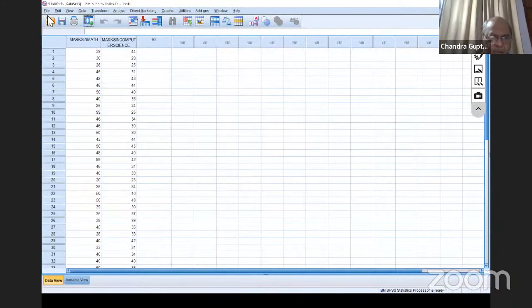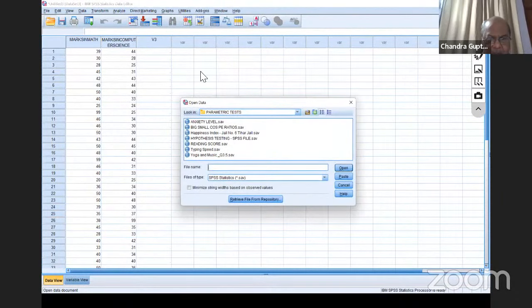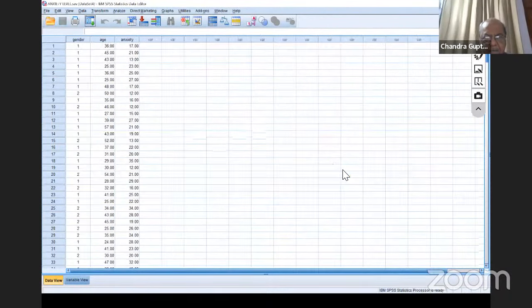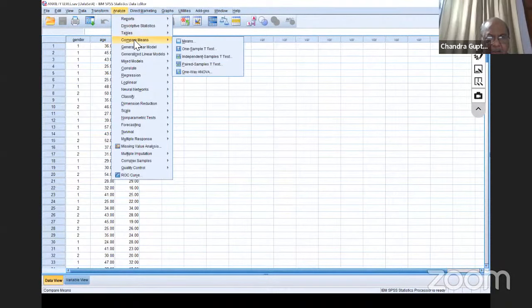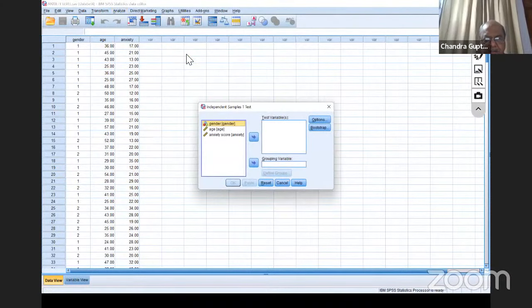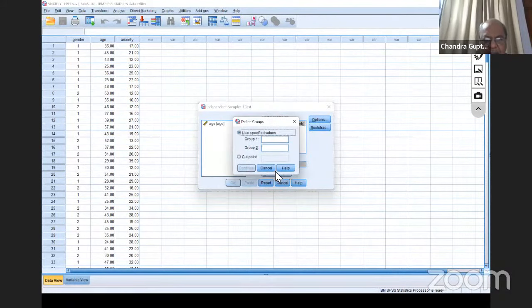So, let me open up the file. Anxiety level. Gender. So analyze, compare means, independent sample t-test. Test variable is anxiety level. And we have to group on the basis of gender. So groups are 1 and 2.